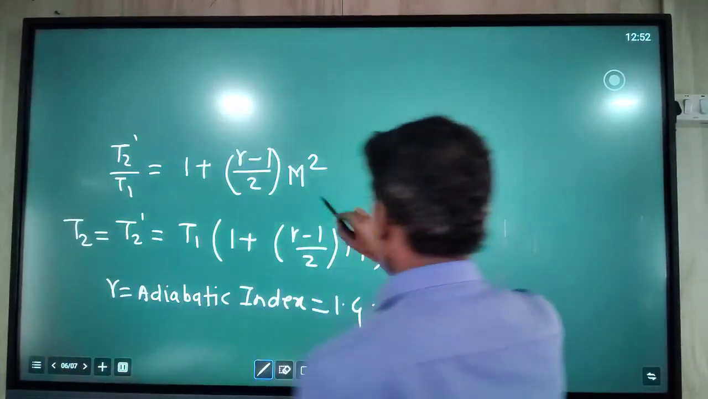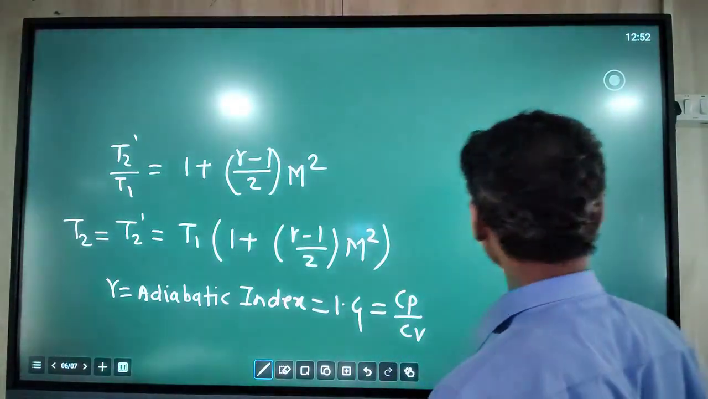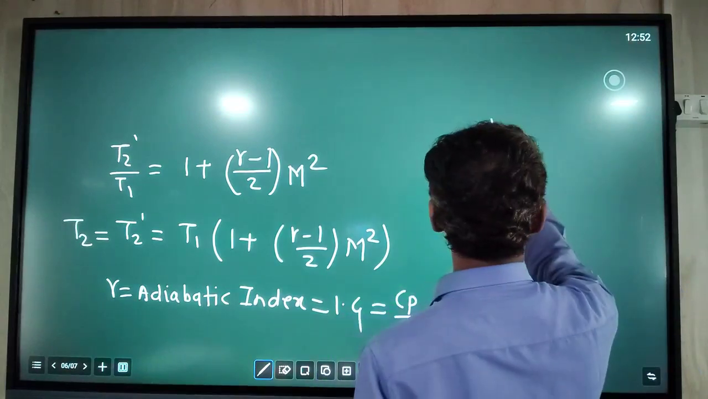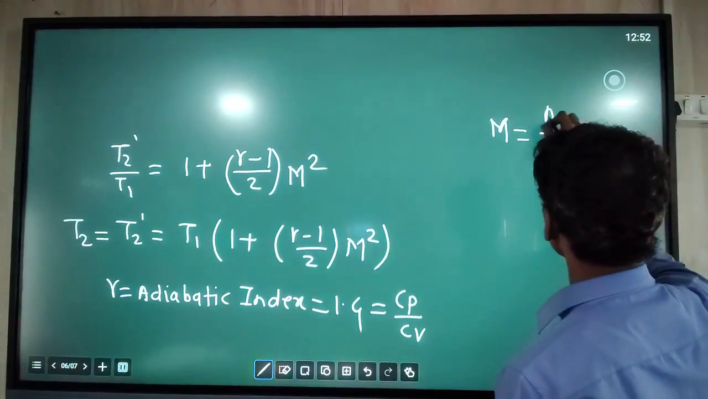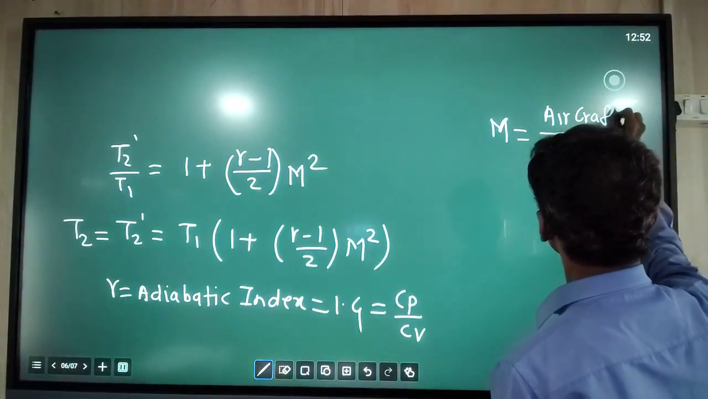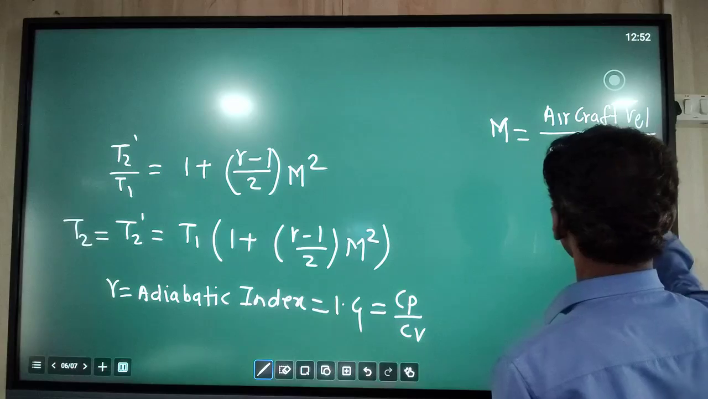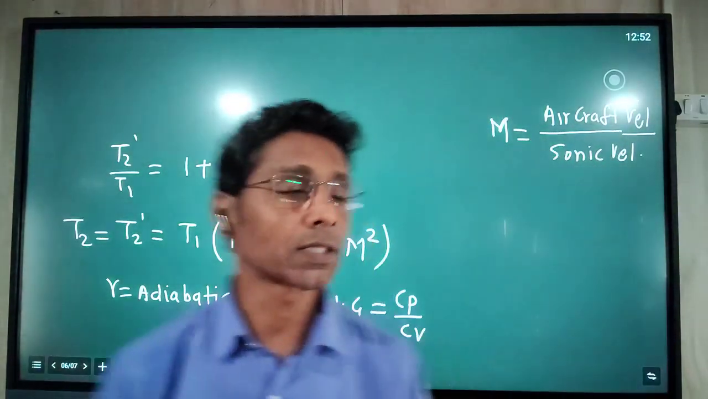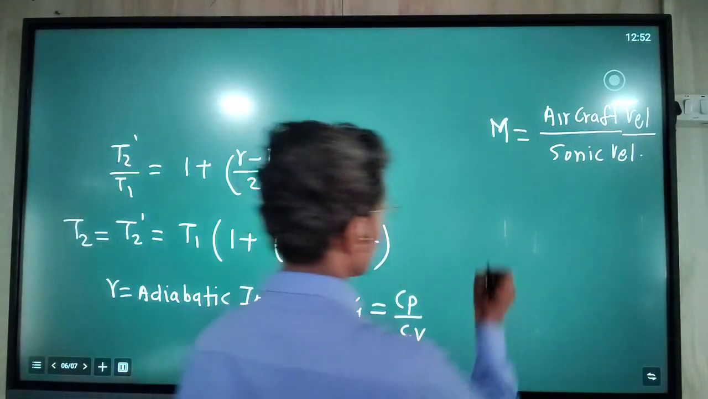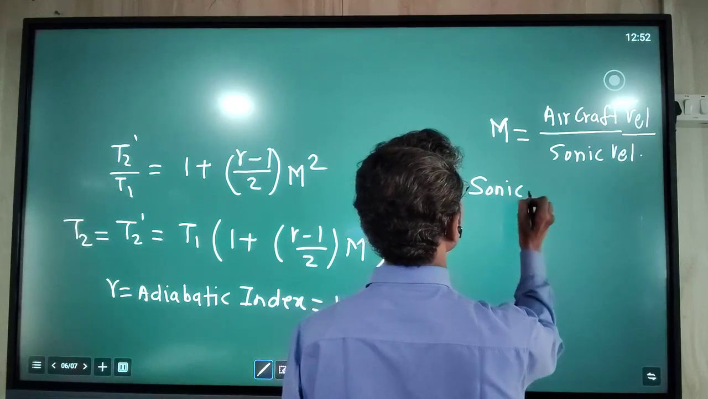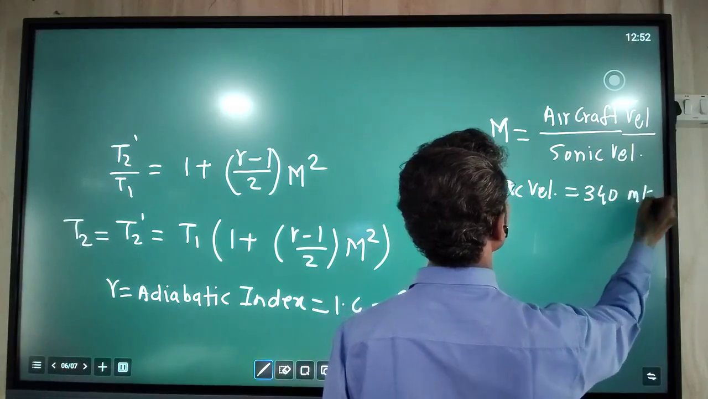Now here the Mach number can be calculated or it may be given in the numerical. If it is not given, then we have to use the formula: Mach number is the ratio of plane velocity, meaning aircraft velocity, to the sonic velocity. Sonic velocity is also called acoustic velocity. The ratio of these two is called the Mach number. Sonic velocity is normally taken equal to 340 meter per second.